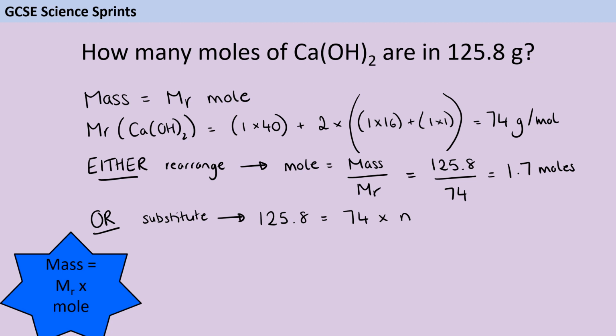And then some people find this a bit more approachable. So if I'm looking at this, you can probably see that then in order to get n on its own, I'm going to need to divide by 74. So whatever I do to the right, I do to the left, and that will give me an answer of n being 1.7. So again, it's a slightly different method, but you get exactly the same answer.